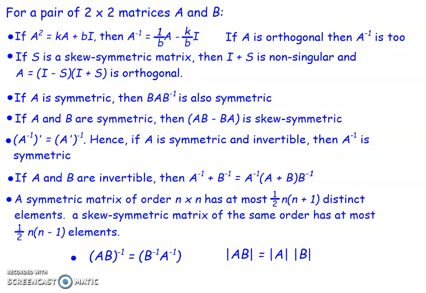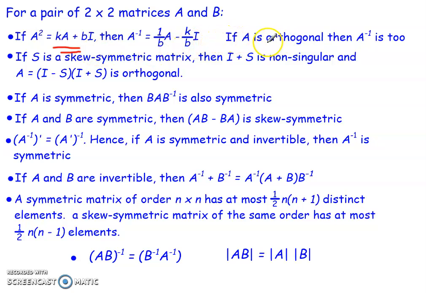Now, a couple of things to remind yourself about for a pair of 2 by 2 matrices A and B when it comes to associating them with inverses. First thing being that if A squared equals KA plus BI, so written from previously, what we can do is rearrange that, and we can write the inverse of A as being 1 over B times the matrix A, take away K over B times I, the identity matrix. Now the K and the B both come from the formula for A squared there.